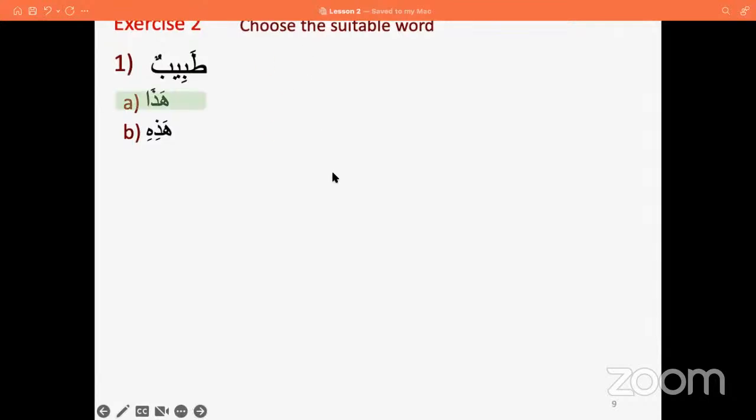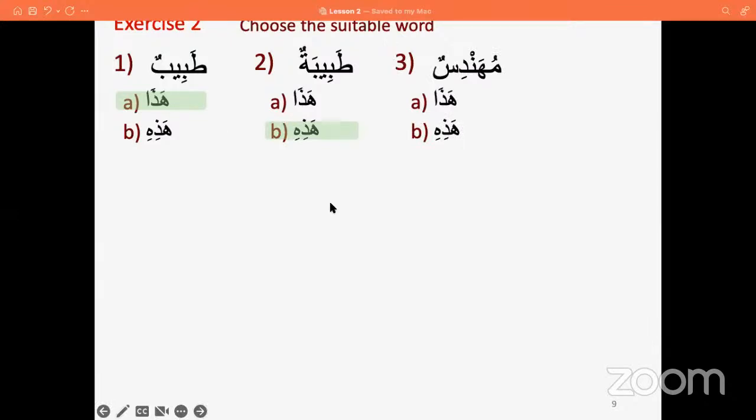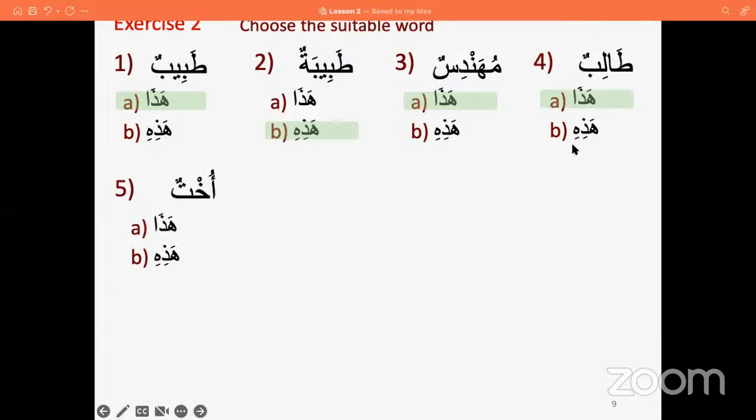Excellent. Okay. How about the word طبيبة? Is it هذا or هذه طبيبة? Excellent. How about the word مهندس? Is it هذا or هذه مهندس? Excellent. How about the word طالب? Is it هذا or هذه طالب? Sorry. Right, and that is correct. How about the word أخت? Is it هذا أخت or هذه أخت? And that's correct. It is هذه. How about طالبة? Is it هذا or هذه طالبة?